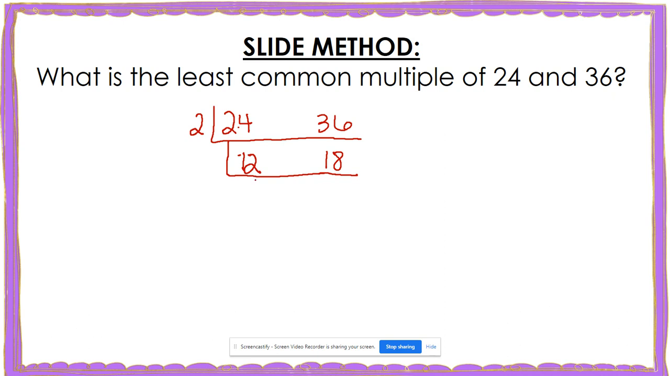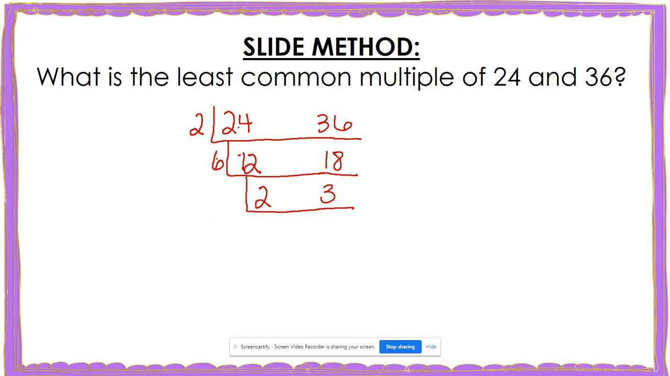I know that 12 is divisible by 2, 3, 4, and 6. And I know that 18 is divisible by 2, 3, 6, 9. So the number that they have in common seems to be 6. So I'm going to put a 6 here. Now I need to find out what I can multiply 6 by to get each of these. So 12 divided by 6 would give me 2, and 18 divided by 6 would give me 3. So now I have 2 and 3.